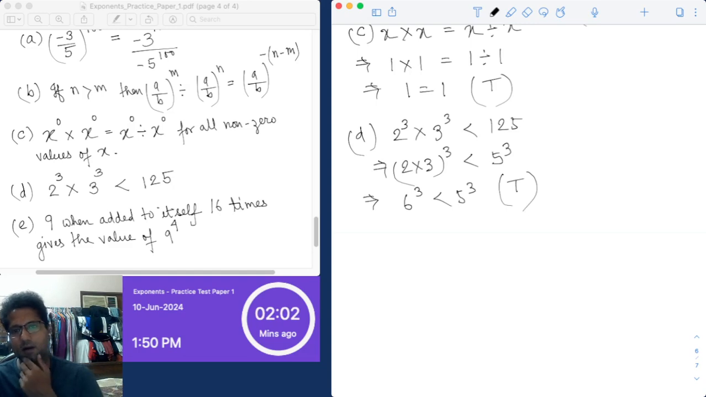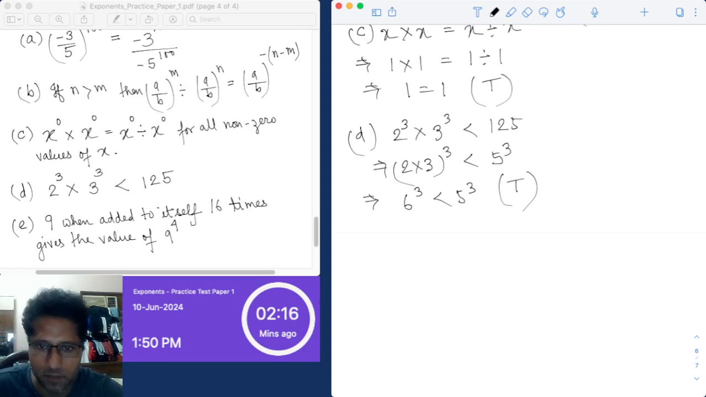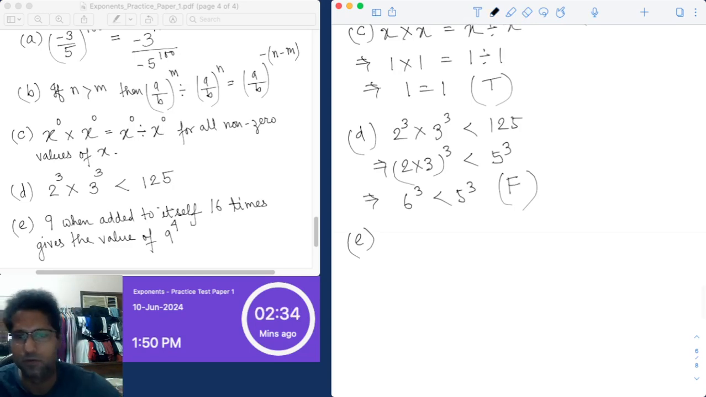We have studied that when we compare two exponents where the powers are the same, then we compare the base. Whichever base is greater, its value is greater. Sorry, 6 cube is less than 5 cube, this is a false statement. What am I doing? 6 is greater than 5, so this is a false statement.